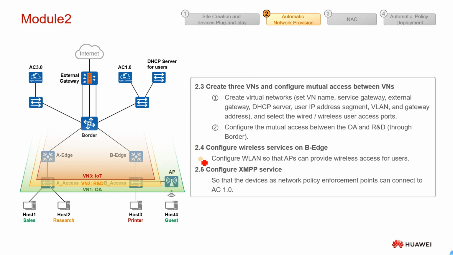Let's go to the next step. In the next step, we are going to configure the wireless service on BEdge. In this scenario, we are going to use the native AC function of BEdge. The so-called native AC means that we are going to use the switch to perform the function of WLAN AC so that the switch can be used to manage all of the APs in the campus network. So in this topology, we are going to use the native AC function of BEdge. And as you can see, we have one AP here. This AP's configuration can be downloaded from BEdge, and the AP itself can be managed by BEdge.